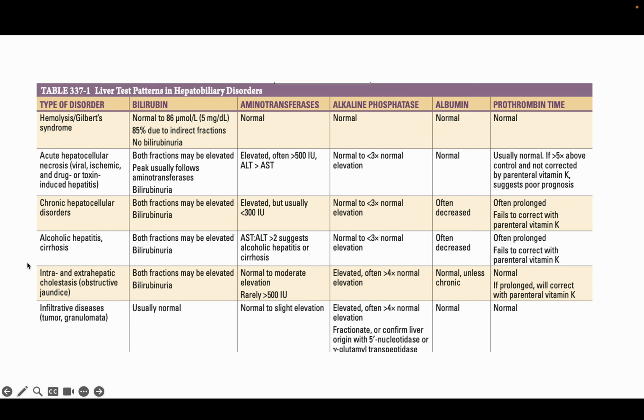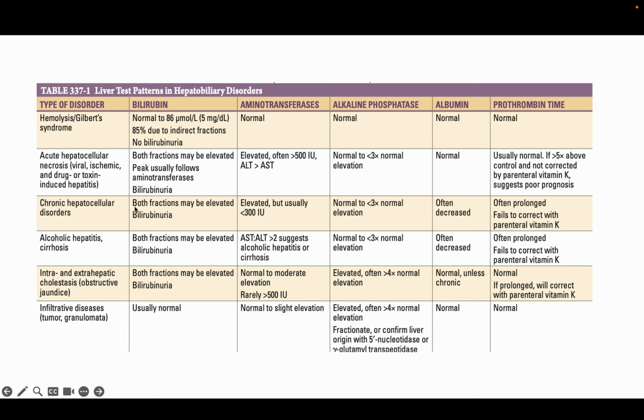In the case of chronic hepatocellular conditions, generally both fractions of bilirubin are elevated because of the decreased conjugation defect and decreased excretion defect also. Generally, in chronic liver disease, enzymes will be less than 300, not more than that, because cells are already damaged. ALP also will be less than 3 times. Generally, albumin will be decreased and prothrombin will be prolonged because there is already chronic liver disease. So synthetic function is significantly affected.